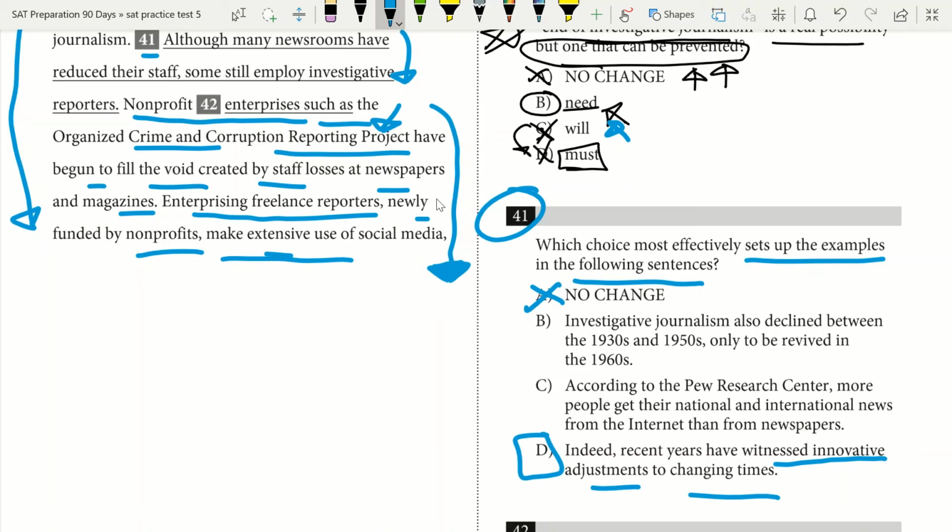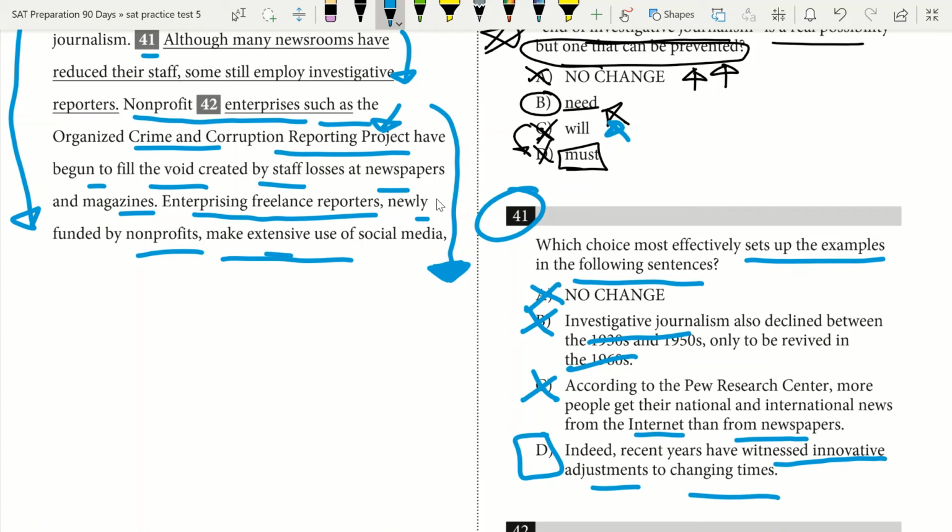So A is incorrect. B, investigative journalism also declined between the 1930s and 50s, only to be revived in the 60s. Once again, that's not introducing those innovative examples that follow. Now, option C, according to the Pew Research Center, more people get their national and international news from the internet than from newspapers. Once again, that's not addressing those innovative ways that follow in the following sentences. Now, does it address it more than A and B?